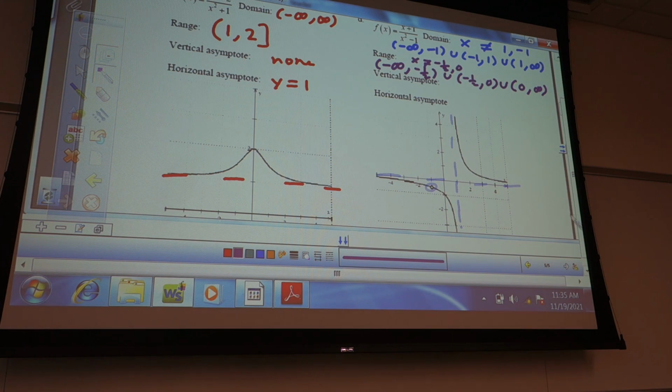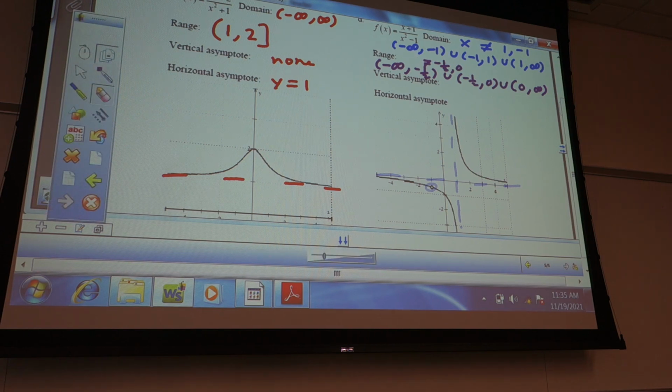Isn't range supposed to be y? Oh, I'm sorry, you're so right. It is supposed to be y. Thank you so much. Y can't be -1/2 or 0.